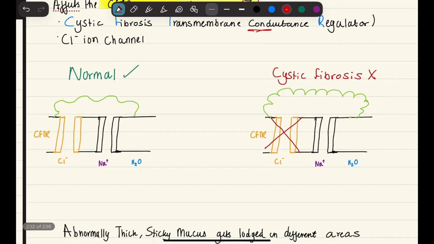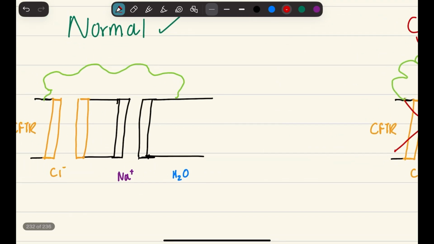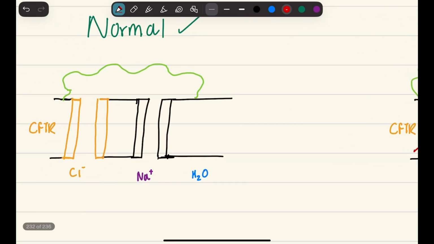Let's talk about what normally happens with CFTR. Say we're in an airway, we've got some mucus. I've got my chloride ions going through CFTR. Let's think about what's going to happen next. I'm having negative ions coming into this mucus. I need to balance it, don't I? So sodium's going to follow. Chloride goes, sodium follows to balance out the charge. We don't want to create an electrochemical gradient.